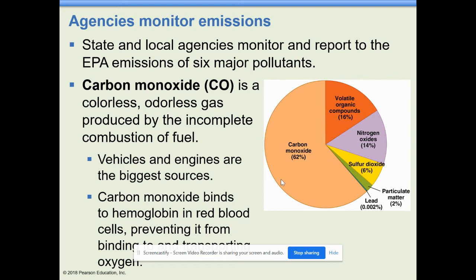The first one is carbon monoxide. Why do we monitor carbon monoxide? Well, it can impact your brain. It can impact your whole body because it can block the attachment of oxygen to your hemoglobin in your red blood cells. And so that can actually shut down your brain before you even know it because it's colorless and it's odorless. Where do we get a lot of carbon monoxide from? Vehicles and engines.